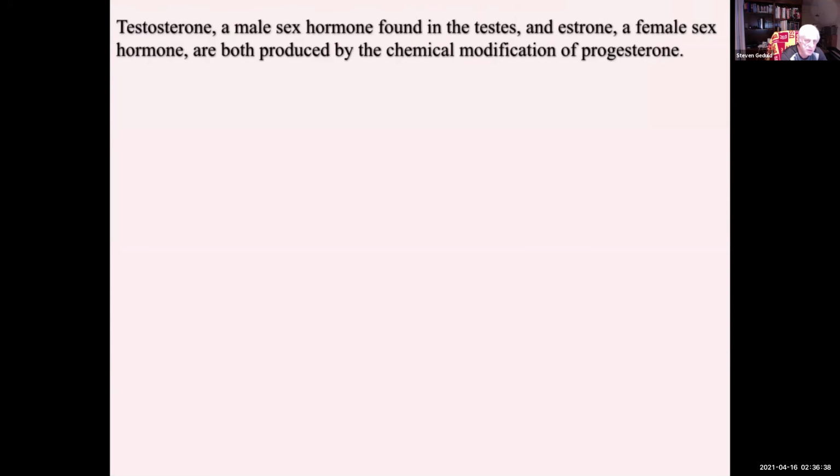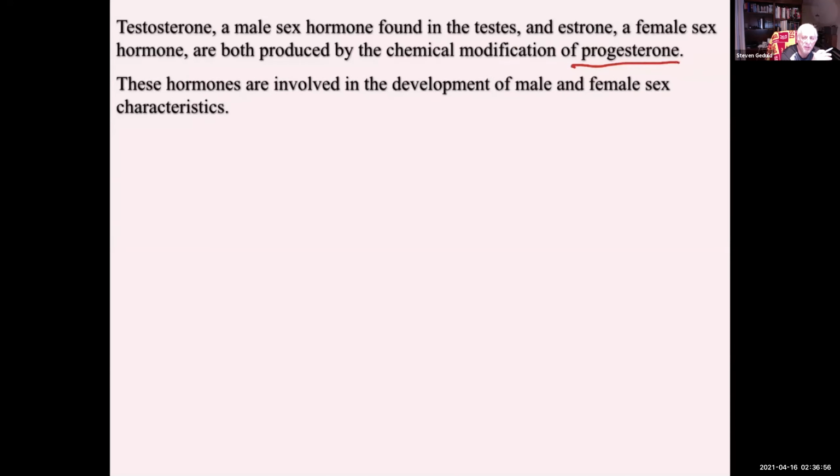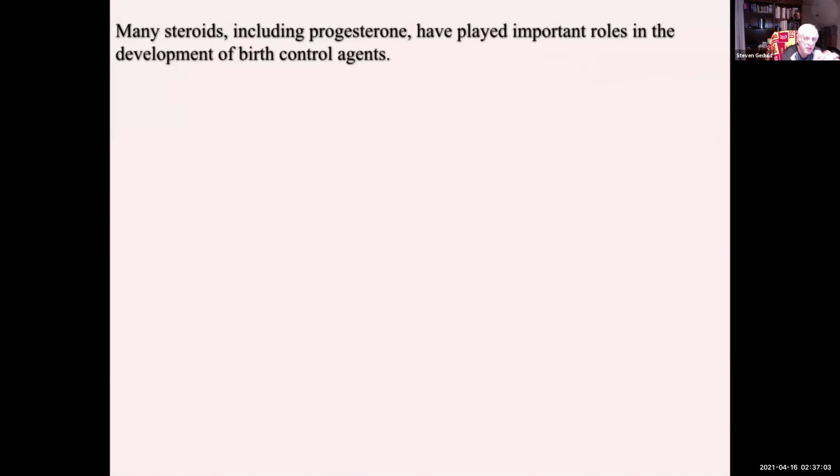Okay, testosterone. Testosterone is the male sex hormone found in the testes. Estrone, a female sex hormone, and estrogen are produced by chemical modifications of progesterone. These hormones are all involved in the development of male and female secondary sexual characteristics. Many steroids, like progesterone, play important roles in the development of birth control agents because it stops you from ovulating.